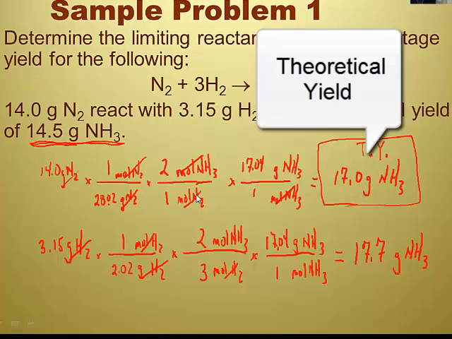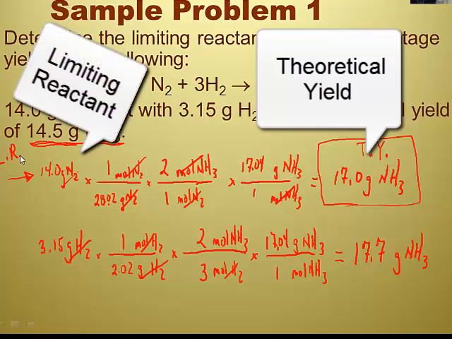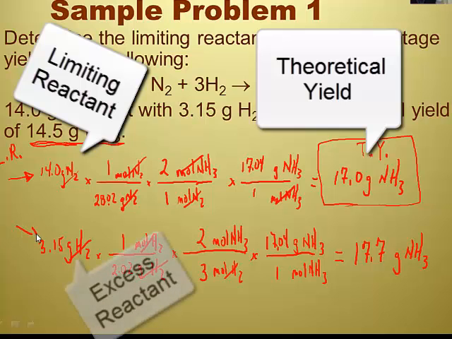All right. So that means that this here, 14.0 grams of nitrogen, would be my limiting reactant. And the hydrogen gas, there'd be leftover hydrogen gas because it's the excess one, right? This is the one that I've got excess of. So this would be my excess reactant.